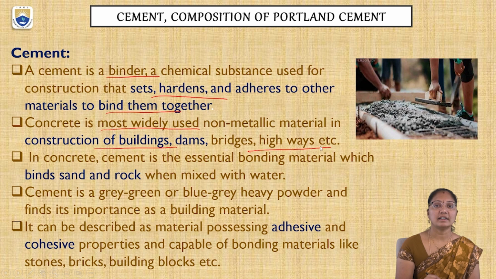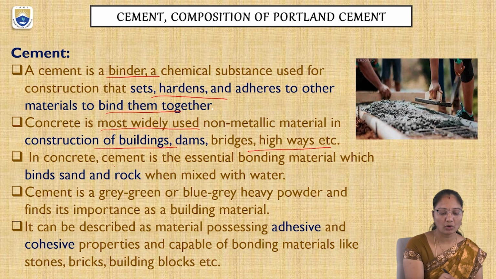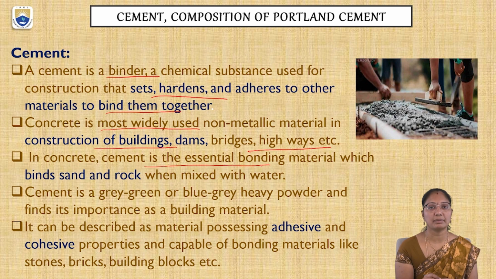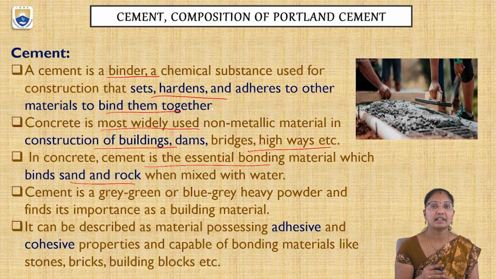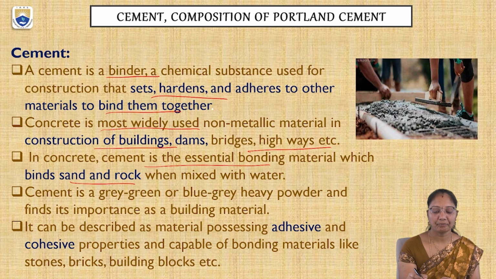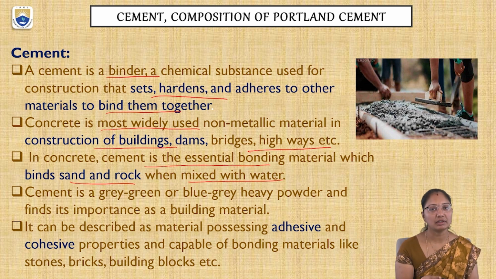Cement is used in different mixtures; for example, it can be used as concrete with a mixture of stones. In concrete, cement is the essential bonding material which binds sand and rock. Here the binding material is cement, and materials like rock and sand are used, which results in the formation of concrete when mixed with water.